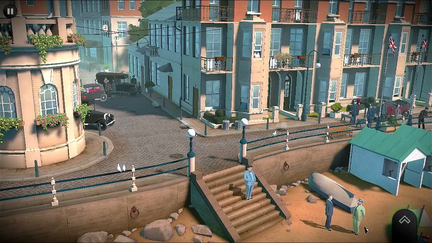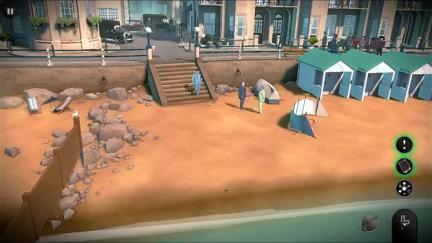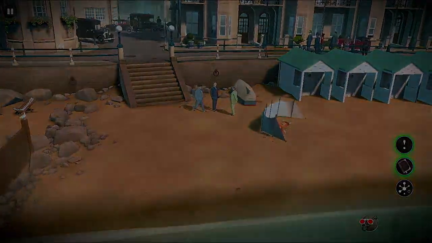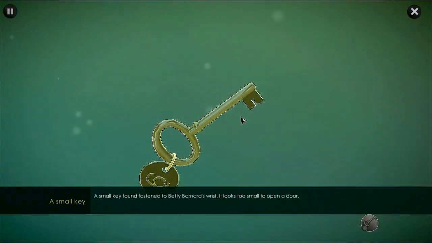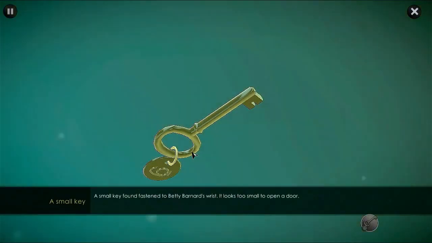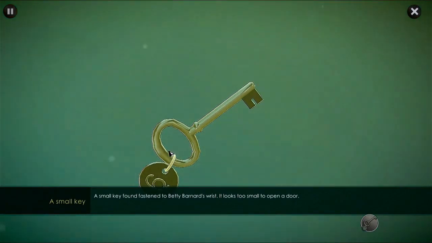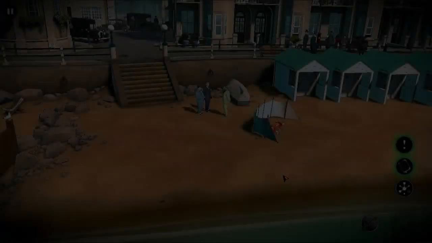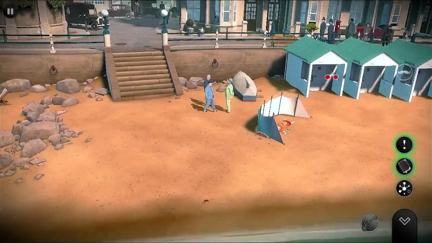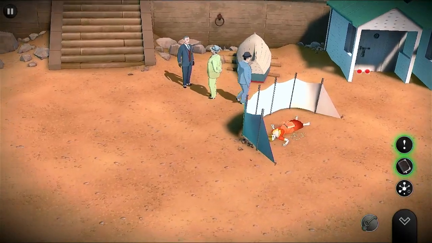Did we pick up the key? And can we look at it? Let's have a look. Oh, yes, we can. A small key found fastened to Betty Barnard's wrist. How do we know that she's called Betty Barnard? Is it just given? Is that a 6? Yeah, that's a 6. It's got a thing underneath. Right, let's go find which one of these is number 6.